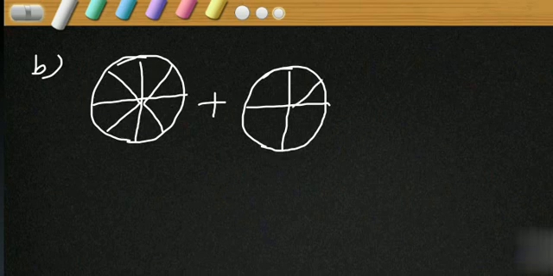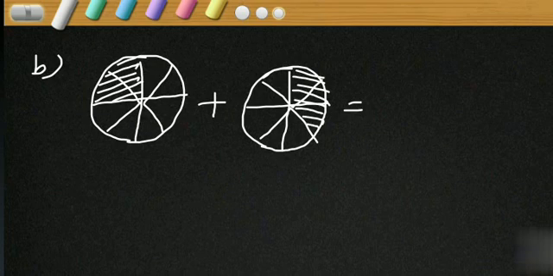Here we have divided these circles into 8 equal parts, and in the first circle 2 parts are shaded, whereas in the second circle 3 parts are shaded. Now what we have to do? First we have to find out the figure corresponding to the addition. Means first we have to add these two figures, and then we have to find out the fraction corresponding to the answer obtained, isn't it?